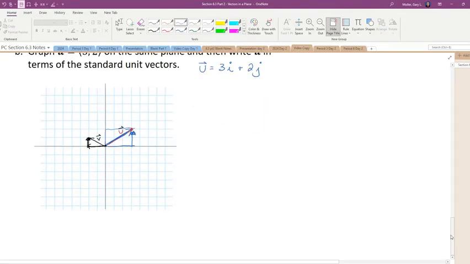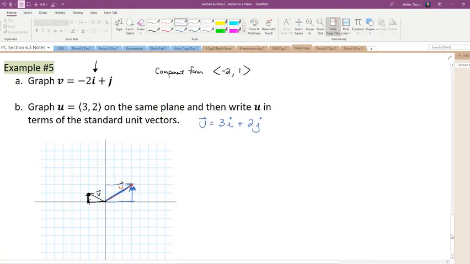All right, so that's what I have for our notes so far. I may add another add-on, but I think this is enough to get us going through our assignments and for you to get a basic understanding of vectors. All right, let me know if you have questions.